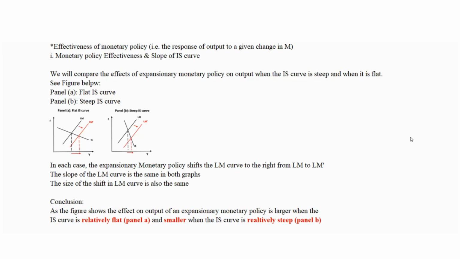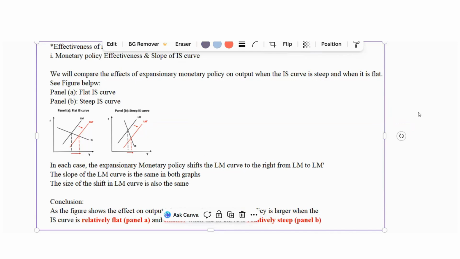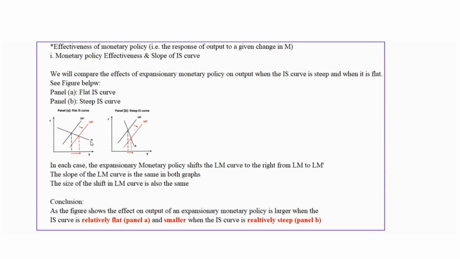We'll compare the effects of expansionary monetary policy on output when the IS curve is steep, as we can see in panel B, and when the IS curve is flat, as we can see in panel A. In each case, the expansionary monetary policy shifts the LM curve to the right from LM to LM prime. In both panels, we have this rightward shift. You can see the slope of the LM curve is the same in both graphs because right now we're interested in monetary policy effectiveness and slope of the IS curve, so we're keeping the slope of the LM curve the same. The size of the shift in the LM curve is also the same in both cases.